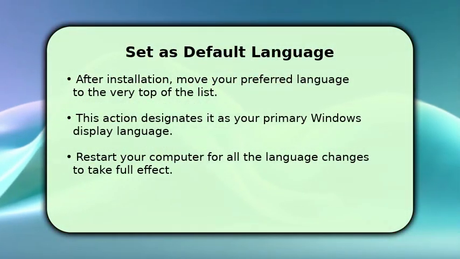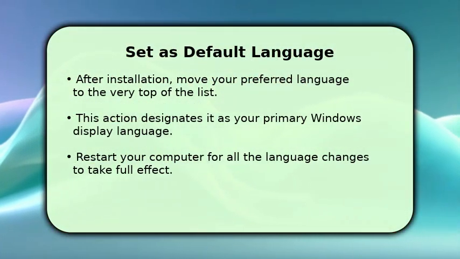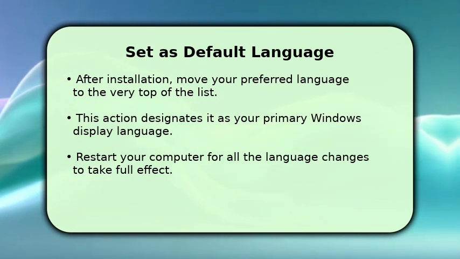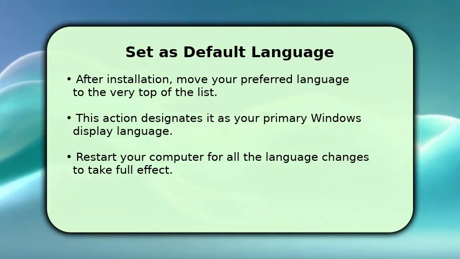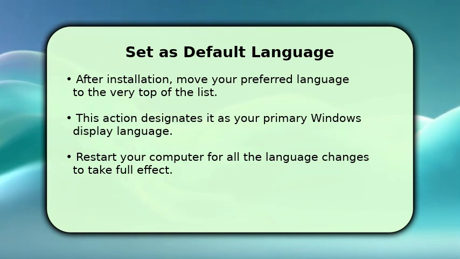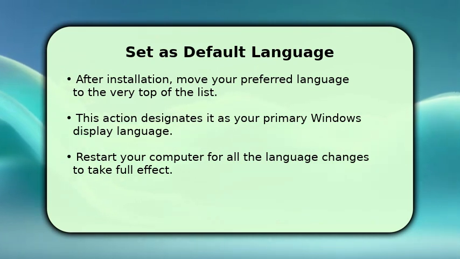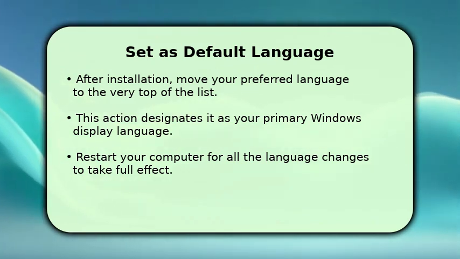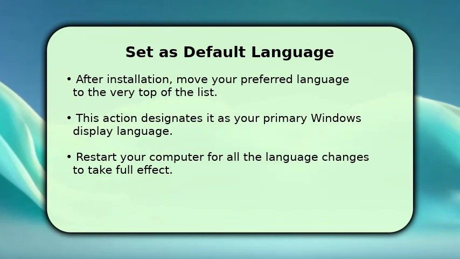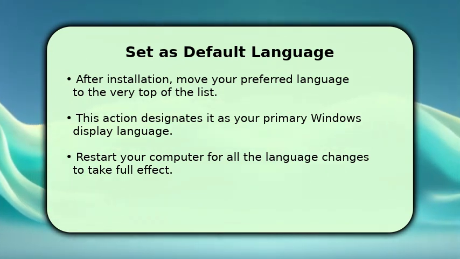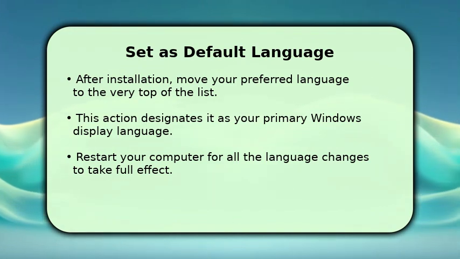Once your new language is installed, it will appear in your language list. To make it your default, simply click the three dots next to it and select Move Up until it is at the very top. This ensures Windows uses it as the primary display language. For these changes to fully apply across your entire system, a quick restart of your computer is essential.